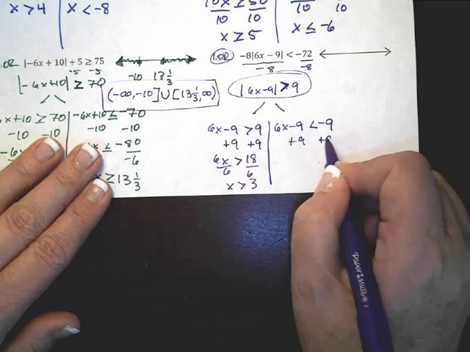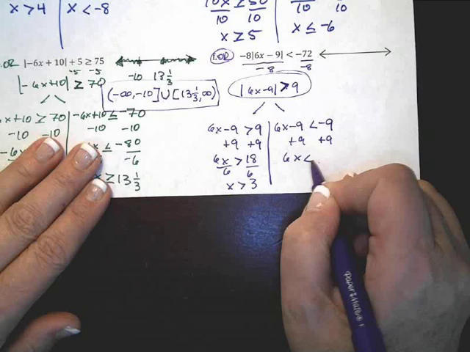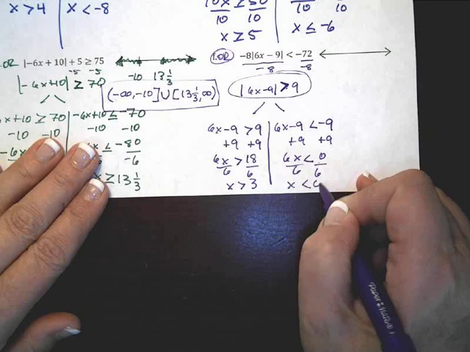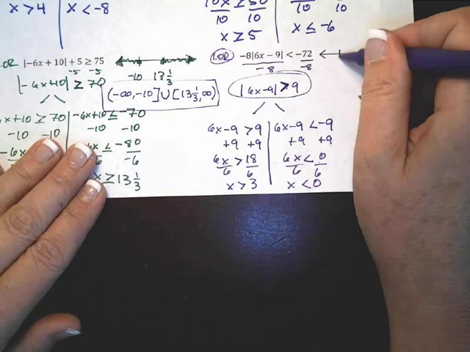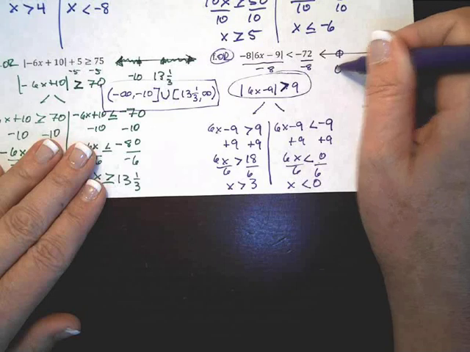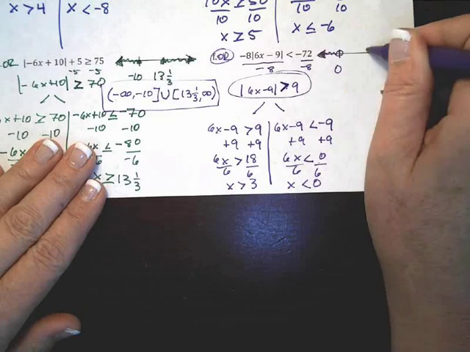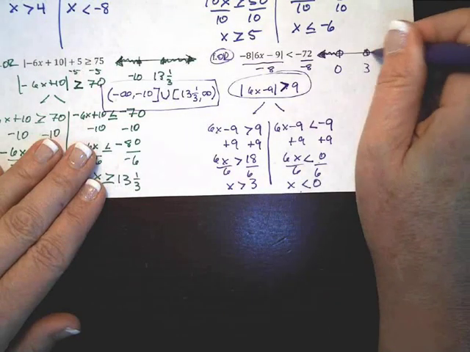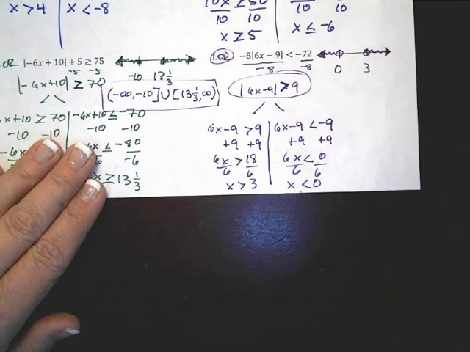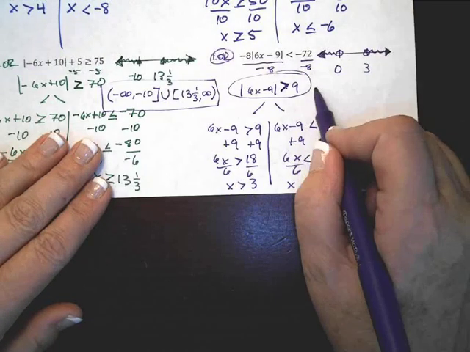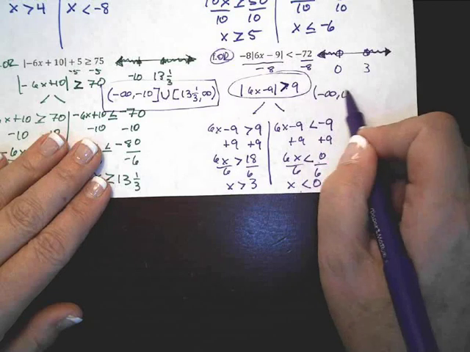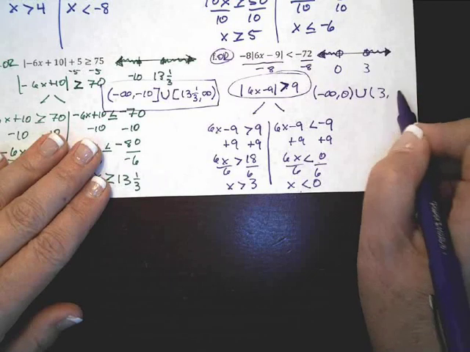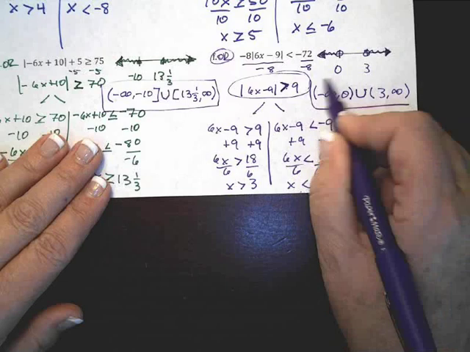Adding 9 to both sides on the second inequality and dividing by 6 gives us x is less than 0. So for our graph, we have an open circle on 0, arrow to the left. That would be our x is less than 0. X is greater than 3 would be an open circle on 3 with an arrow to the right. And to write this solution as an interval, we have negative infinity to 0, parentheses, U for union, 3 to positive infinity inside parentheses.